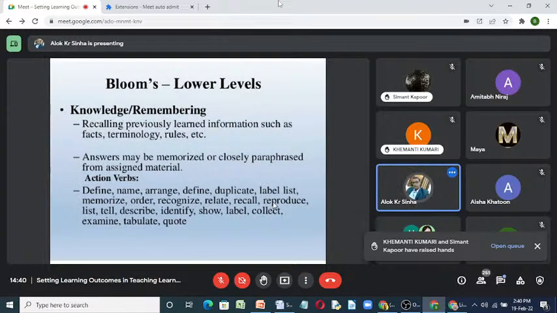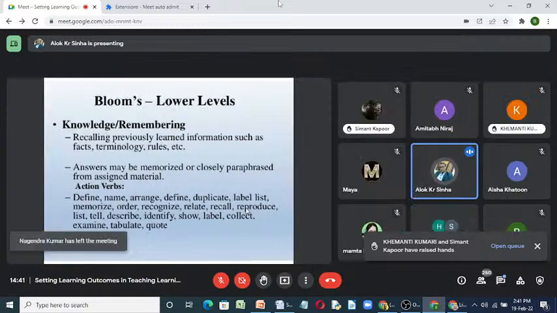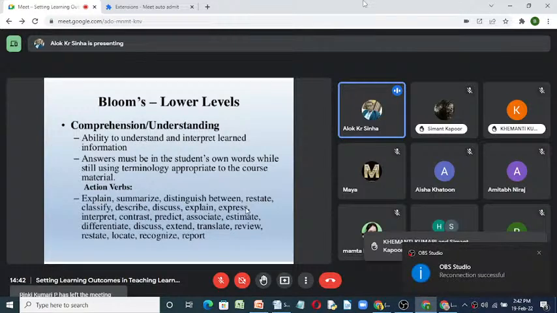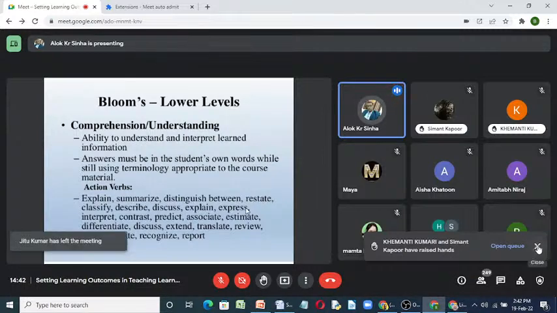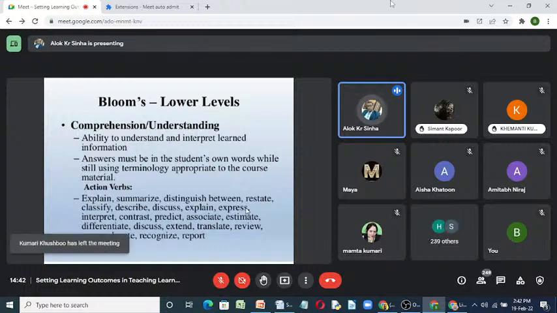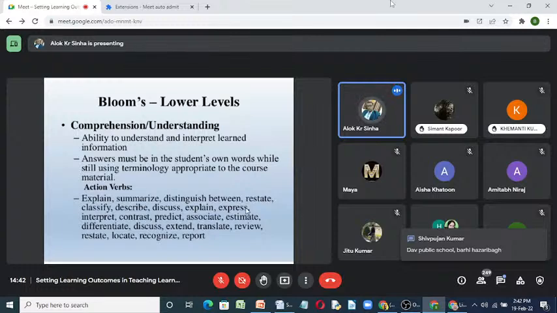So starting with the lower levels, knowledge or remembering: recalling previously learned information such as facts, terminology, rules. So recalling anything comes under knowledge or remembering, it may be memorized. Then understanding: the description is the ability to understand and interpret learned information. When we interpret or understand things, these abilities come under comprehension. The answer must be in the student's own words while still using terminology appropriate to the course material.